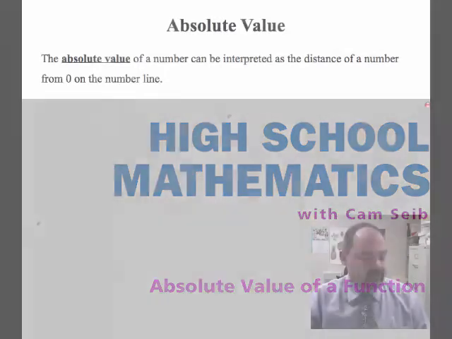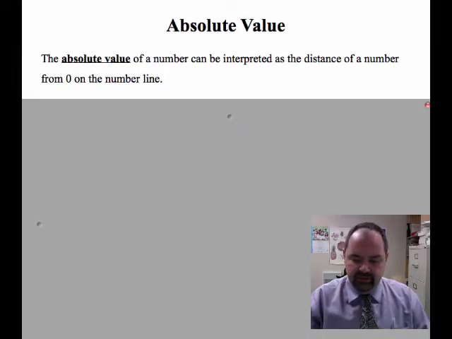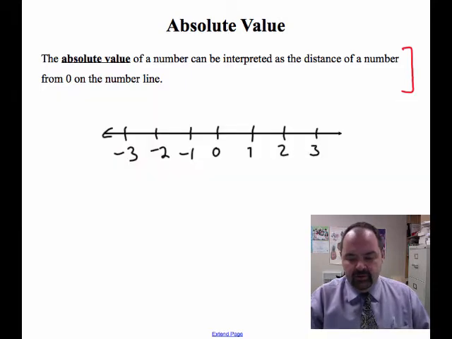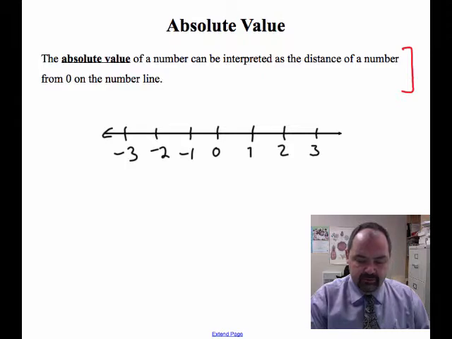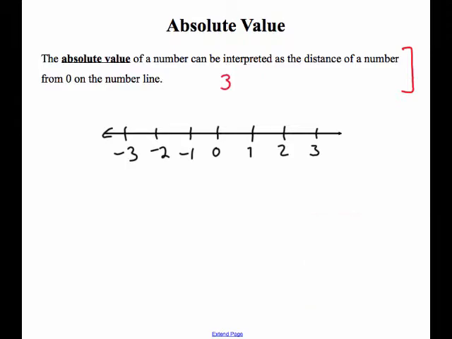Alright, we're going to talk about absolute value, and I'm just going to begin with this interpretation of absolute value. It's the distance of a number from 0 on a number line. So if I take the number 3, let's say, and I want to know its absolute value, which is represented by the two bars, this means that the number 3 is how far from 0? Well, it's 3 units. And the distance is always positive, so an absolute value always comes out to be a positive value, unless it's 0.